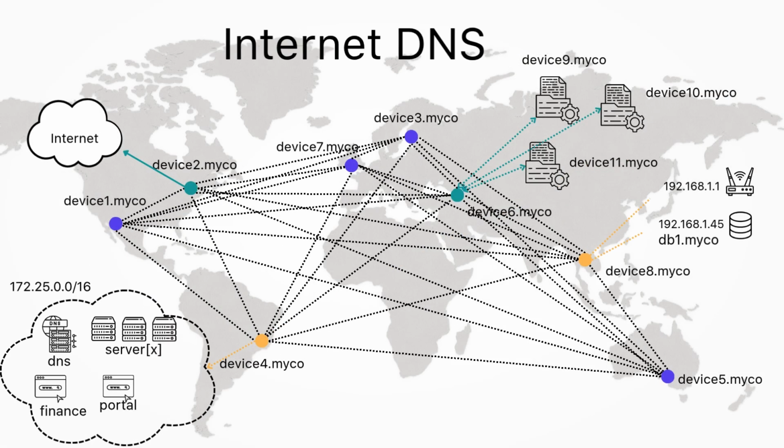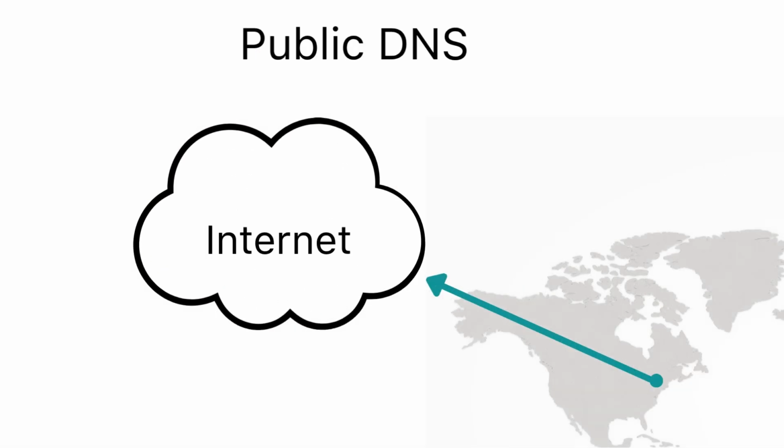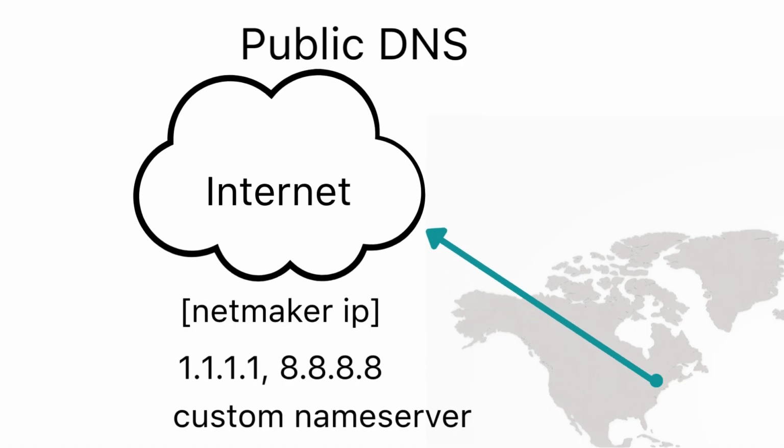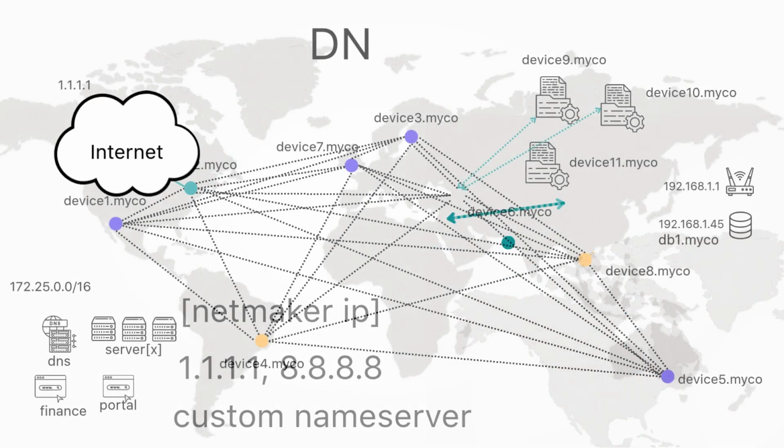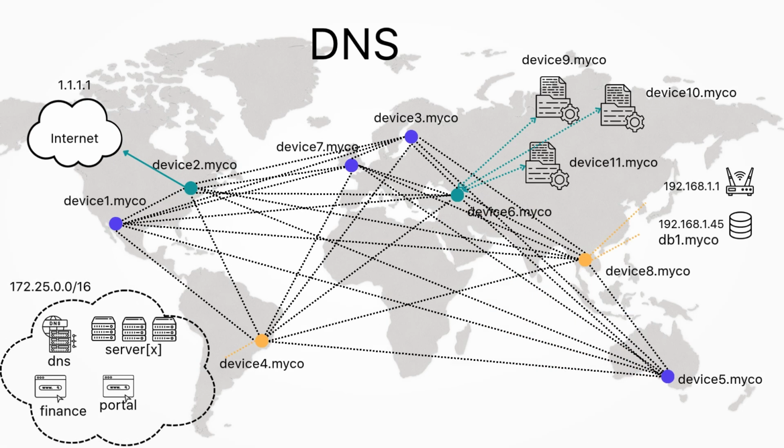Lastly, you may want to configure public DNS settings for when users are accessing the internet while using Netmaker. For upstream DNS, you can use Netmaker itself, public DNS services, or your own custom nameserver. Using Netmaker's DNS system, you can manage DNS for every scenario, including for virtual IPs, local environments, and the internet.